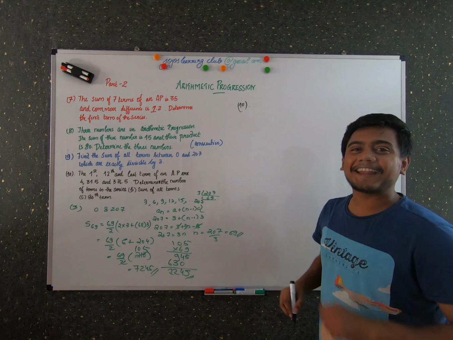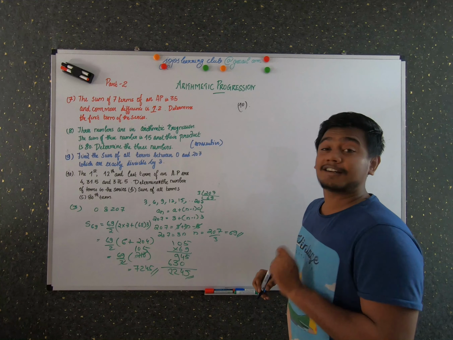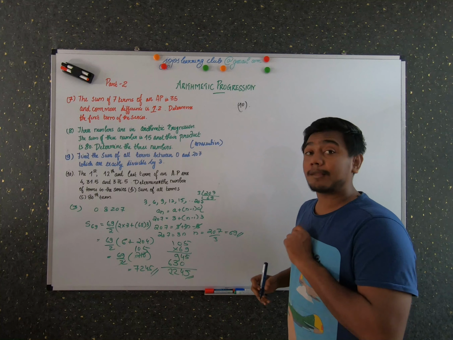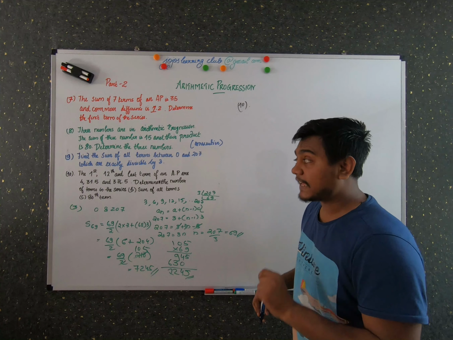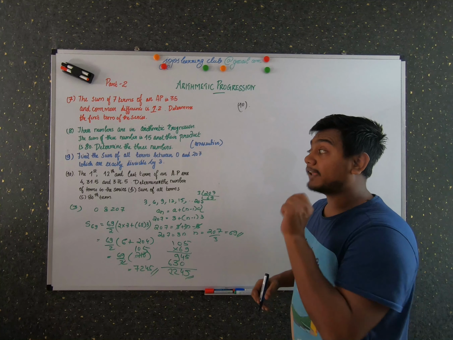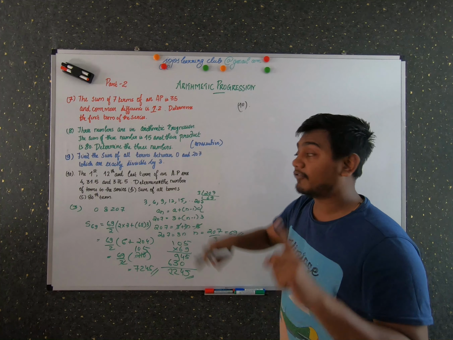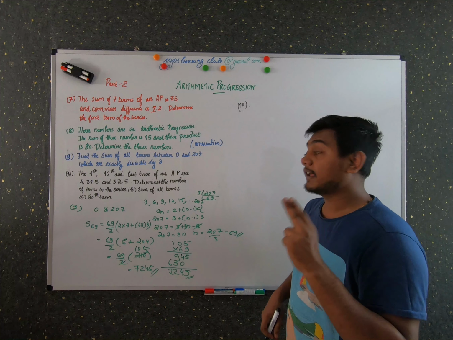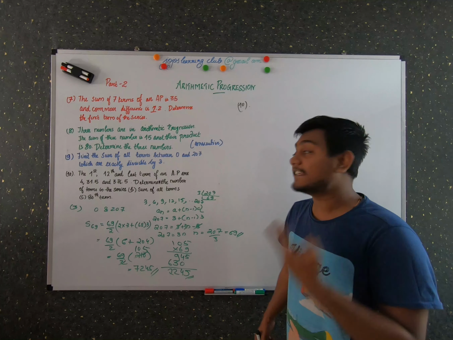Okay, let's directly start with the problem. The first term, the 12th term, and the last term of an arithmetic progression are 4, 31.5, 376.5. Determine the number of terms in the series. So we have to find n, the number of terms in the series. The second question is the sum of all terms, and the third question is to find the 80th term.